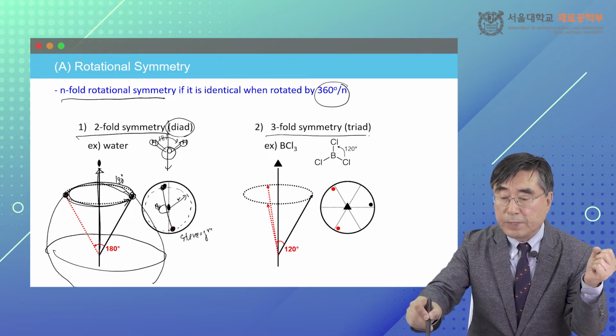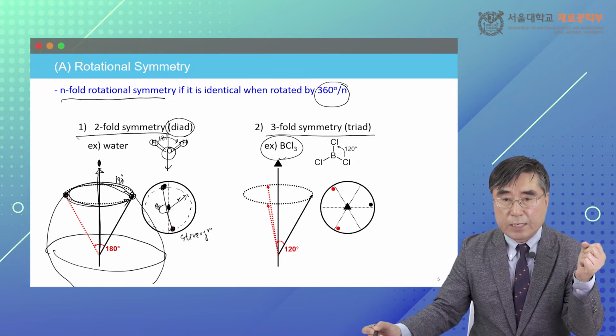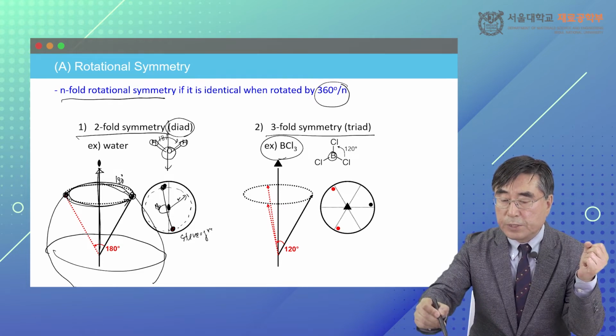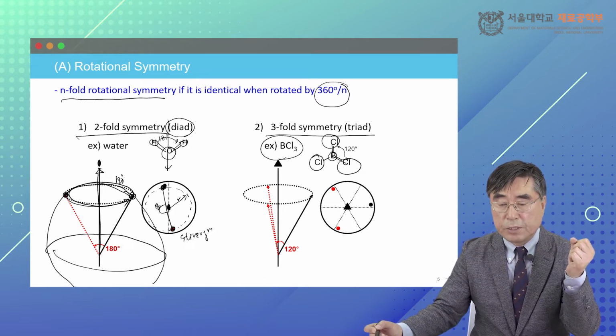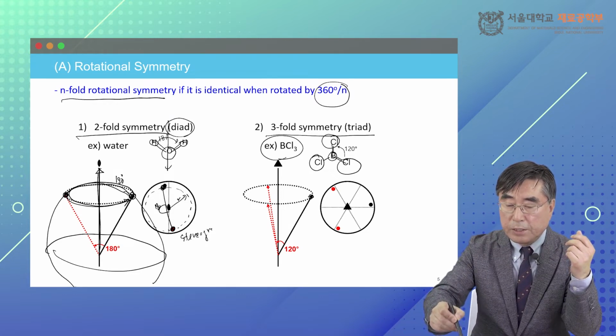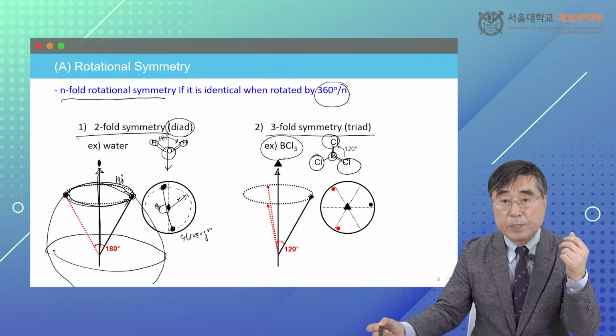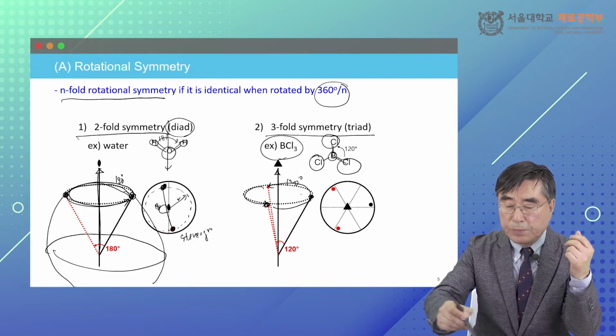Now there is three-fold symmetry, which we call triad. For a molecule, boron trichloride has the three-fold symmetry because there's boron and there is chlorine in here in the same plane, which has about 120 degree rotations. You have the same chlorine. So for the molecule, this is what we call three-fold symmetry. For the poles, if there is any pole in here, and if this rotation axis is perpendicular, then you rotate by 120 degrees. So there should be a pole in here.